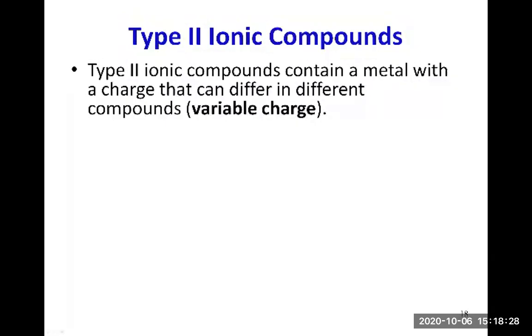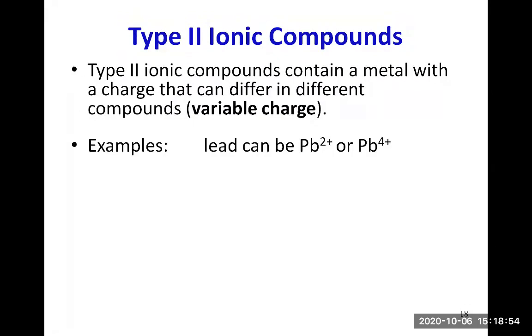Captions in English, please. So this is the third video on chapter 5, and this video will focus on naming type 2 ionic compounds. So type 2 ionic compounds contain a metal with a charge that can differ in different compounds. So we call them also variable charge metals.